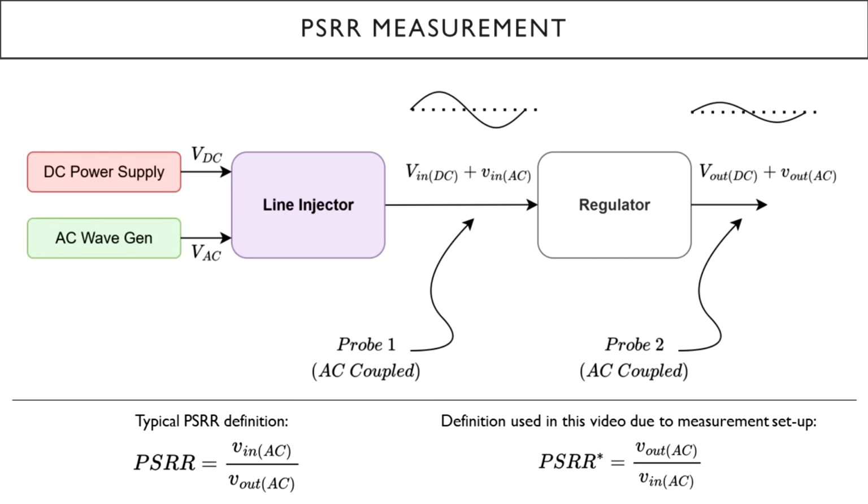But what we're going to be doing in this video is using something known as a line injector, which basically does the superposition for us. It takes in a DC power supply. In our case, this will be a lab power supply, which provides the DC signal. We'll use an AC wavegen, which is there to produce the AC input ripple. The line injector then modulates the DC voltage by the AC voltage, and then we get our superposition.